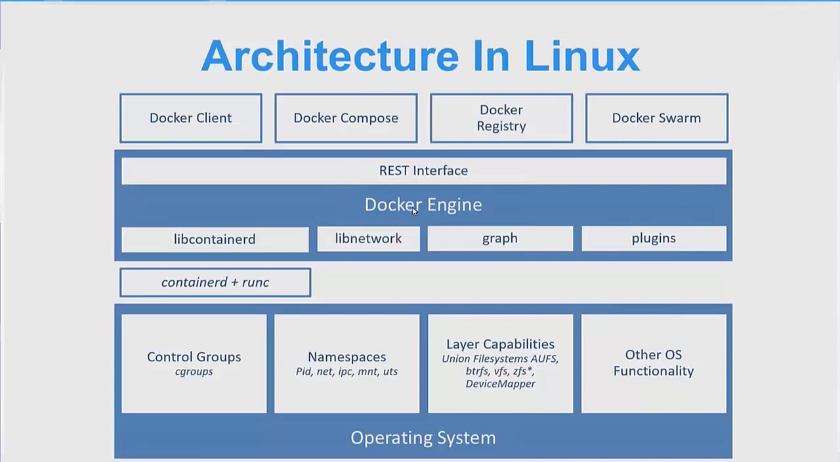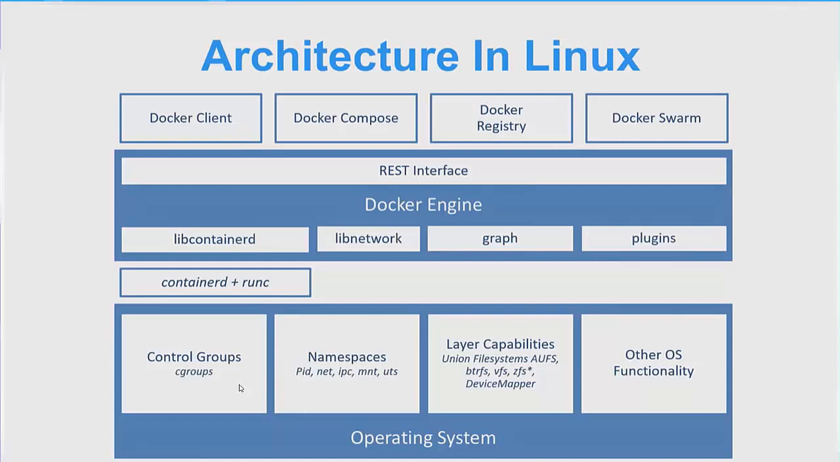As you can see, there is a Docker engine and it exposes a REST interface to which all the other UI or client components connect. The Docker engine itself has a lot of libraries. Basically, there is a network library, plugins, a container, and then there is also a containerd plus runC layer, which interacts with the operating system. The operating system itself is the Linux operating system. You have namespaces, the union file system, and other OS functionality.